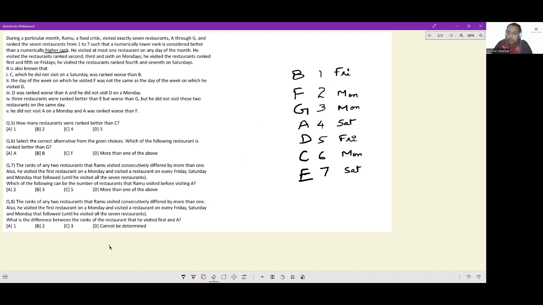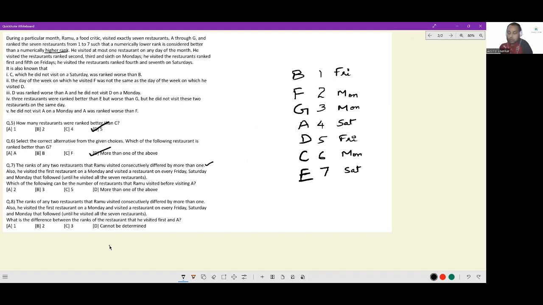Let us get to individual questions. First one, how many restaurants were ranked better than C? C was ranked as 6, so there are 5 restaurants better than C. Select the correct alternative from the given choices. Which of the following restaurants is ranked better than G? Better than G, I have B and F both. Because both B and F are present in the options, the correct choice will be option D, more than one of the above.